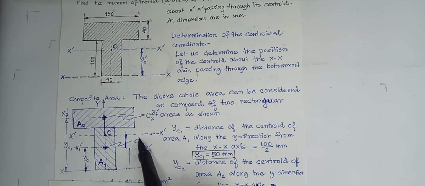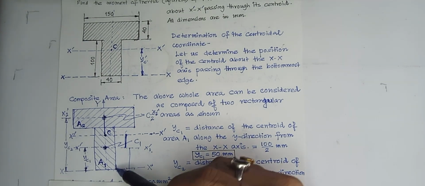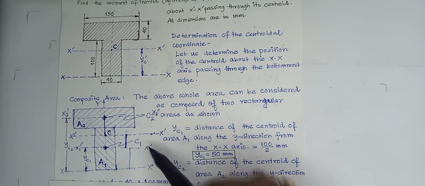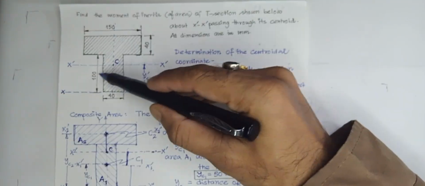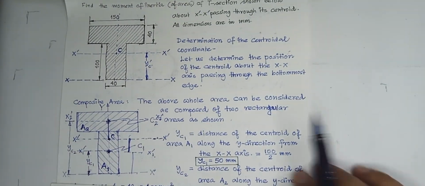That means where is c1, I know. So yc1, I name it. I know it. yc1 is equal to the whole height, 100, divided by 2, that means 50. So that is 50 mm.